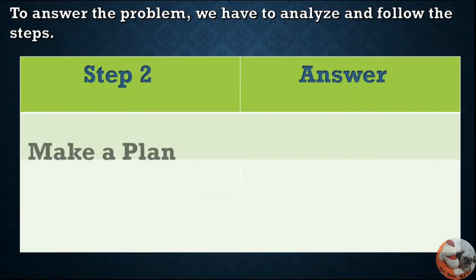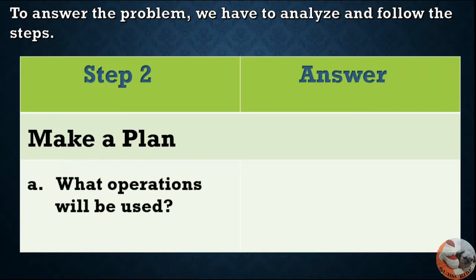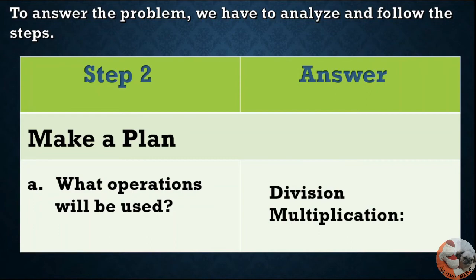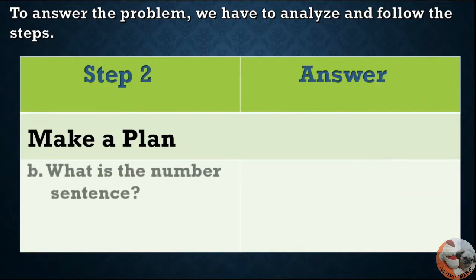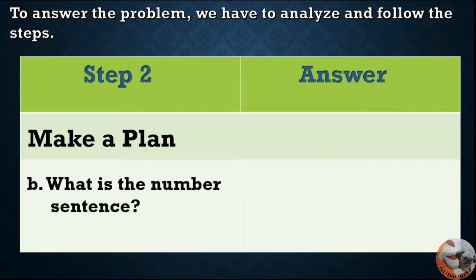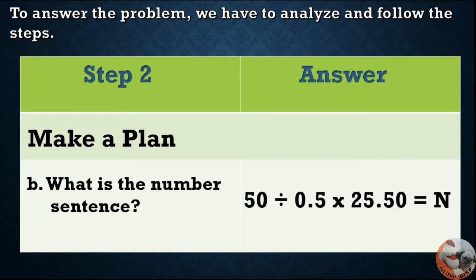Step 2. Make a plan. What operations will be used? You will use division and multiplication. Then what is the number sentence? 50 divided by 0.5 times 25.50 is equal to n.